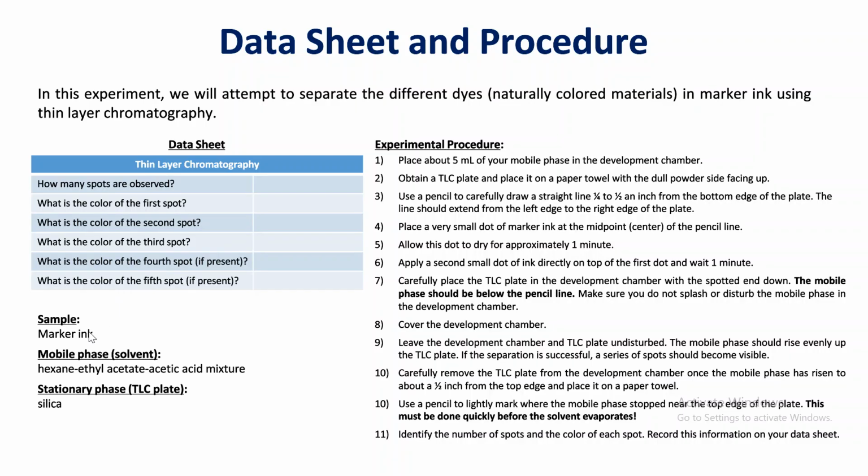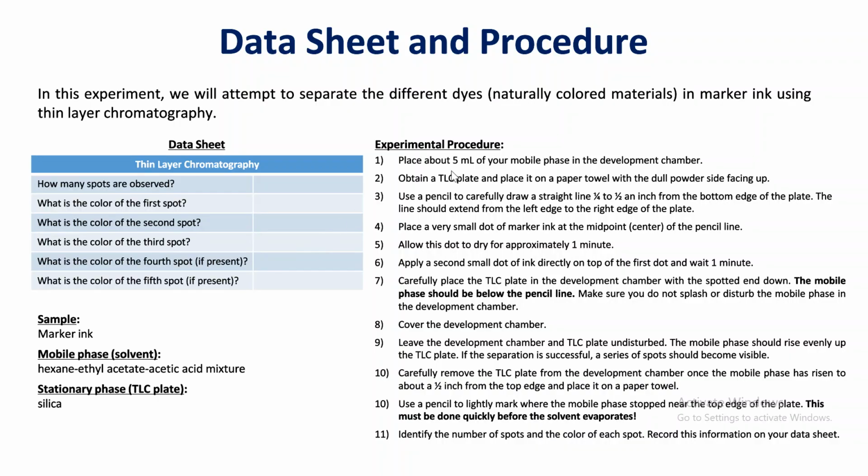Very simple experiment. We're going to use marker ink. The mobile phase or the solvent that we'll be using is hexane ethyl acetate acetic acid mixture. So this mixture will allow us to get the best separation, and the stationary phase we'll be using is silica. The experimental procedure is very simple.